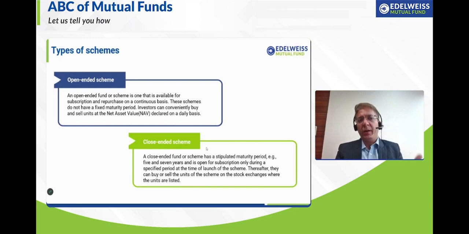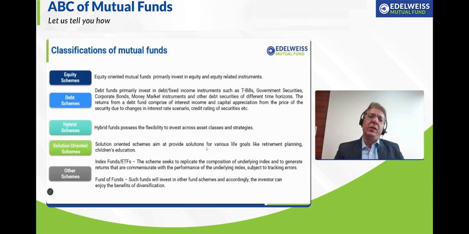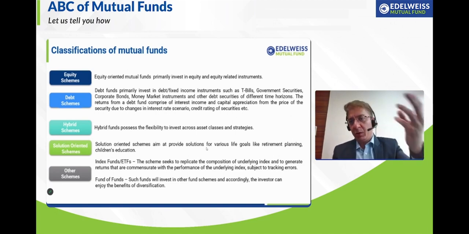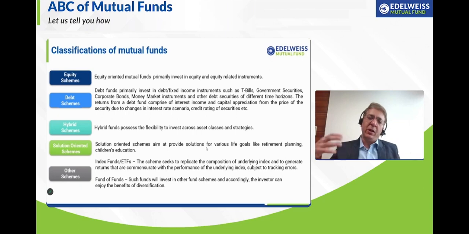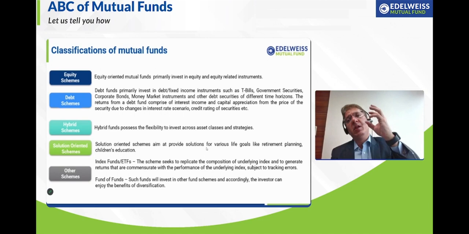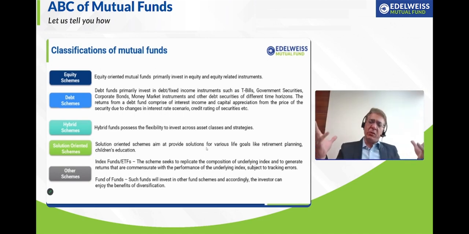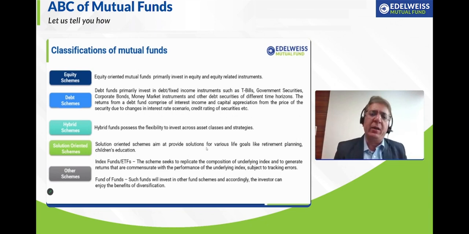If you look at classification, there are five broad categories of mutual fund schemes. One is equity, predominantly investing in equity and equity-related instruments. Then there are debt schemes, in which you could invest in government-backed short-term instruments like T-bills, government securities, corporate bonds, money markets, and various fixed income instruments. If you're investing in those, they come under the umbrella of debt schemes. Then there are hybrid schemes, where you would have a mixture of equity and debt and other asset classes also.